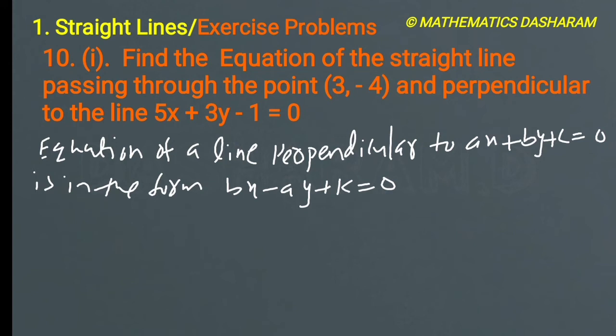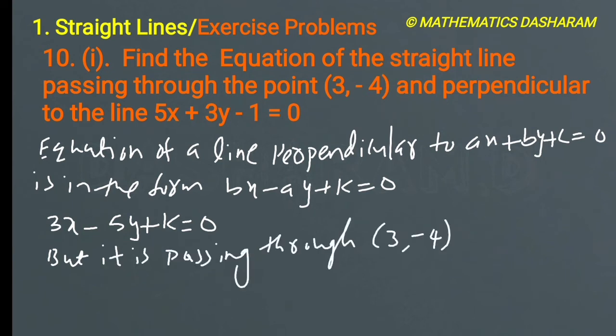So the given equation is 5x plus 3y minus 1 equals 0. Then the line which is perpendicular to this line will be in the form of bx, that means 3x minus ay, so 5y plus constant number k. But this equation is passing through a point 3 comma minus 4. So then substitute x equals 3 and y equals minus 4.